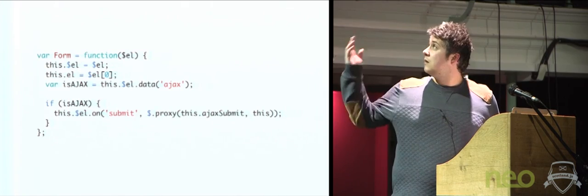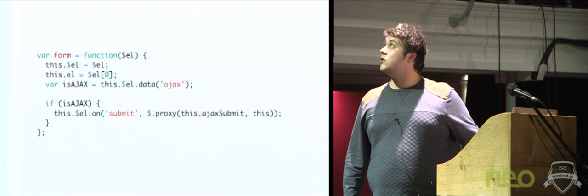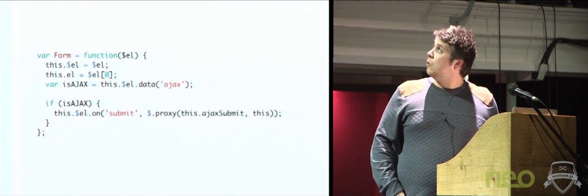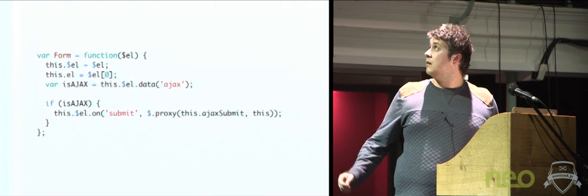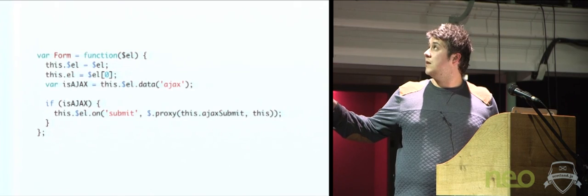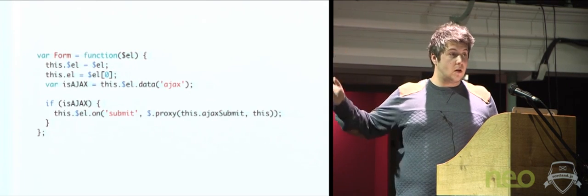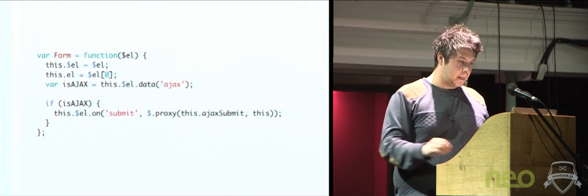So a bit like this. So kind of like going back to the Ajax form thing, except we're encapsulating that as a form object, right? We're pulling out the fact that there is the presence of a data attribute called Ajax, right? And then we can do something else based on the presence of that.